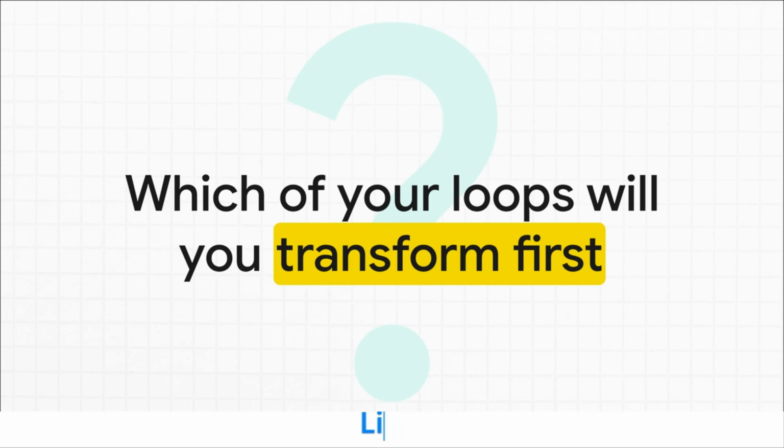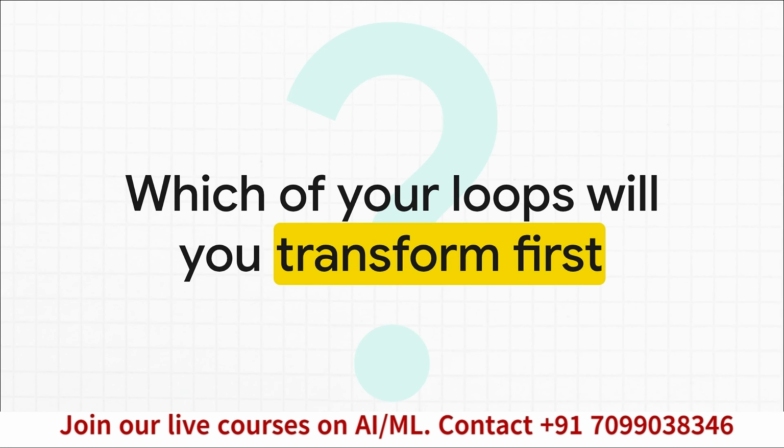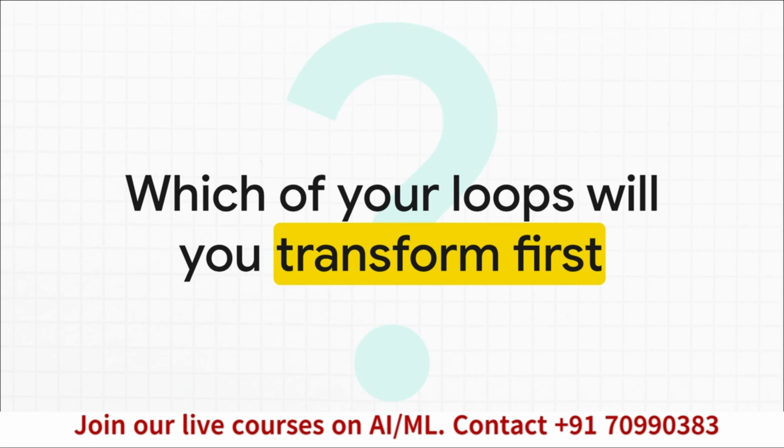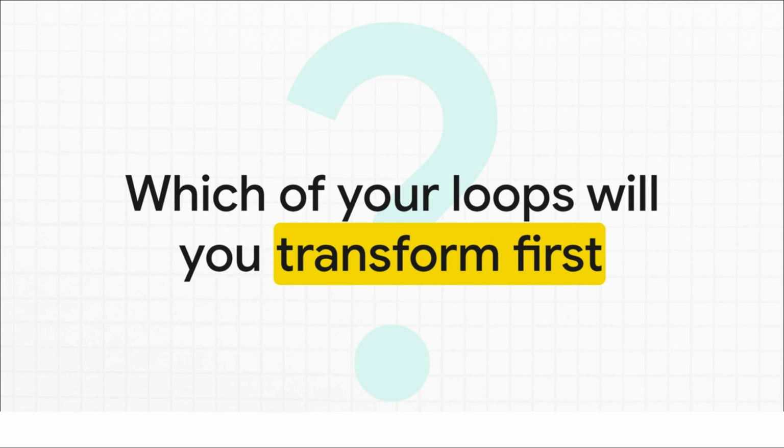So I'll leave you with this question to think about. Go look at your own code. Find one of those multi-line for loops that's just building a list. Which one are you going to transform into a clean, one-line comprehension first?